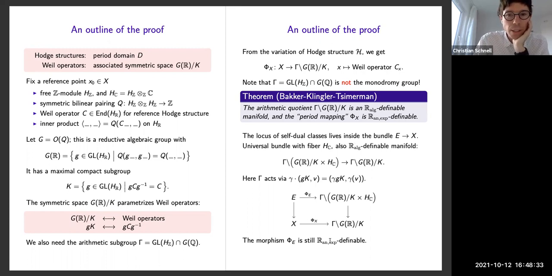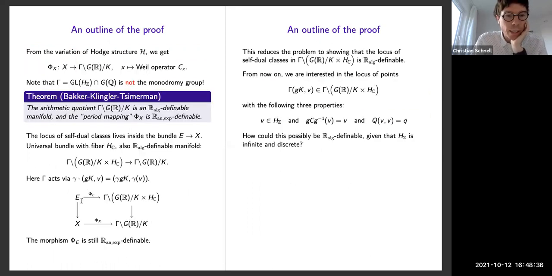Okay, and then the good thing about this is that once you have this, it completely changes the problem. Originally, it's a problem about a variation of Hodge structure and some loci defined by it. Now it just becomes a question about algebraic groups. Because now, inside of this universal bundle, we can look at the locus of self-dual classes inside of there. If we manage to show that the locus of self-dual classes in this universal bundle is definable, then the locus that we care about is the inverse image of something definable under a definable map. So it will be a definable set. Okay? So we just have to show that the set of self-dual classes in this universal bundle is definable.